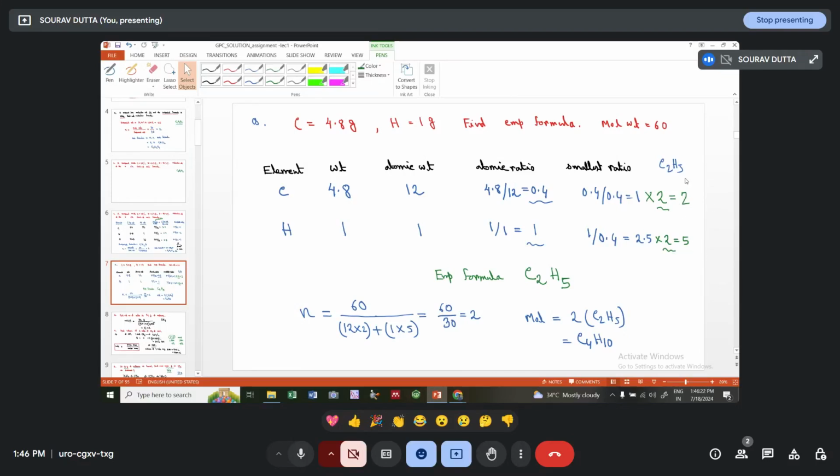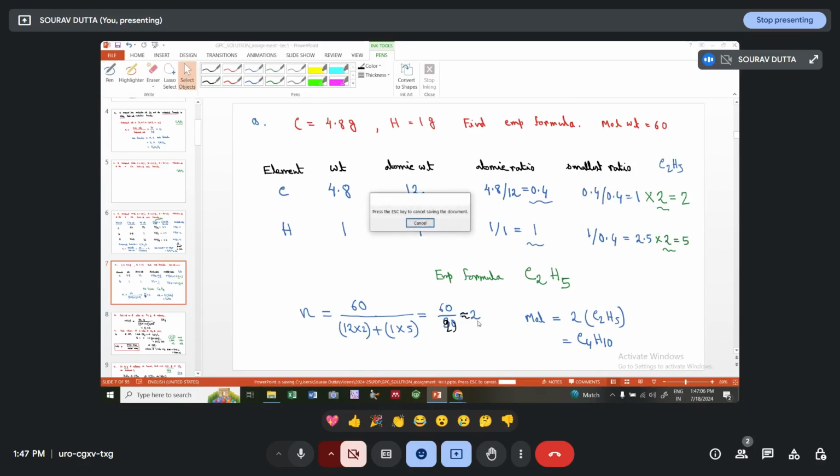So the simplest ratio will be C2H5. There are 2 carbon and 5 hydrogen. The empirical formula is C2H5. So the n value will be molecular weight divided by empirical weight. Molecular weight is 60. For the empirical weight, there are 2 carbon, 12 into 2 is 24, and there are 5 hydrogen, atomic mass of hydrogen is 1, so 1 into 5. That is basically 29. 60 divided by 29 is approximately 2. So the n value is approximately 2.